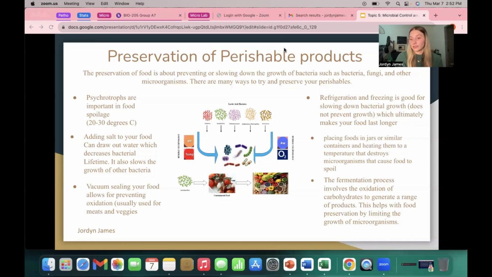The fermentation process involves the oxidation of carbohydrates to generate a range of products. This helps with food preservation by limiting the growth of microorganisms.